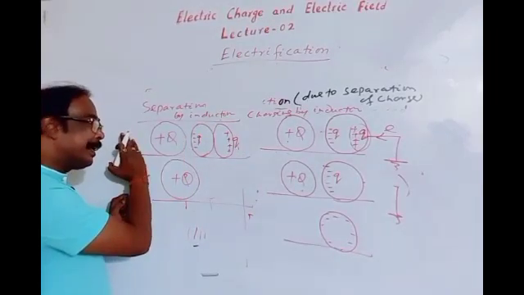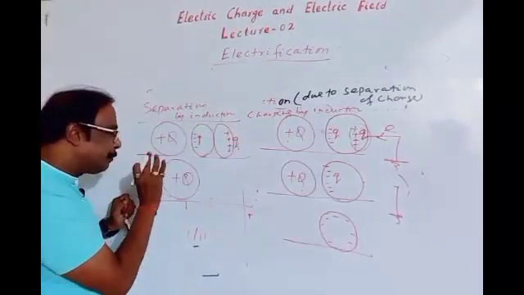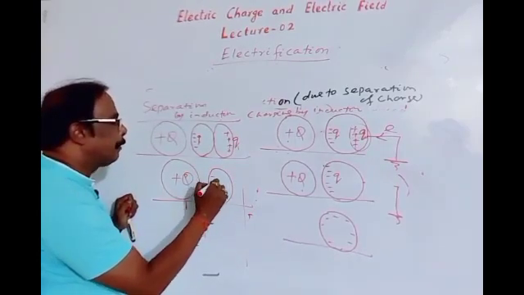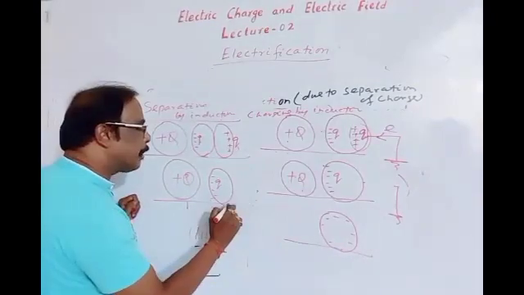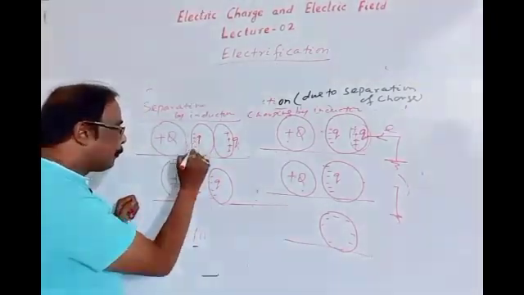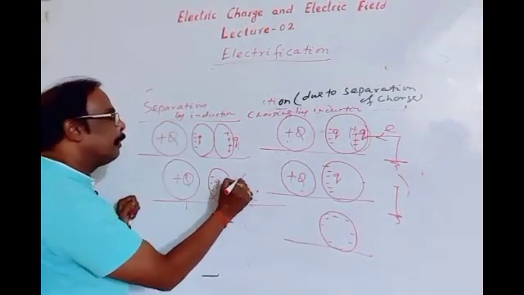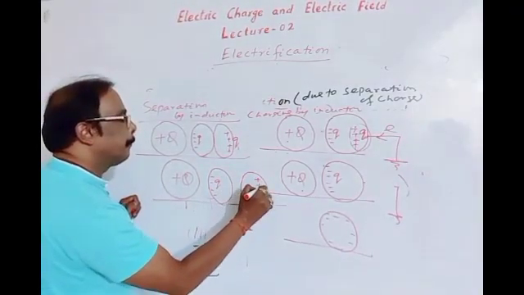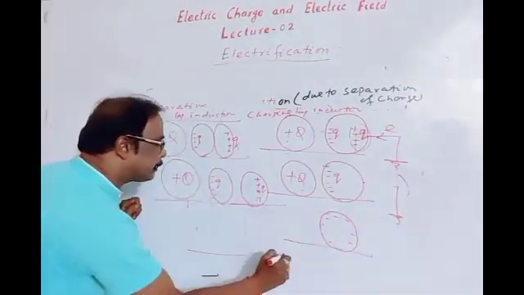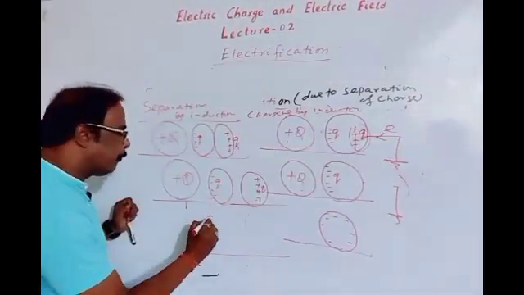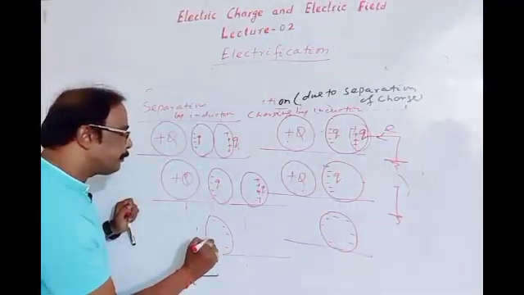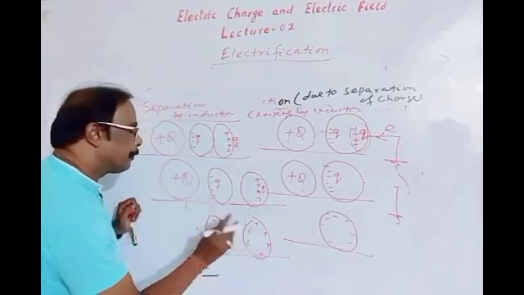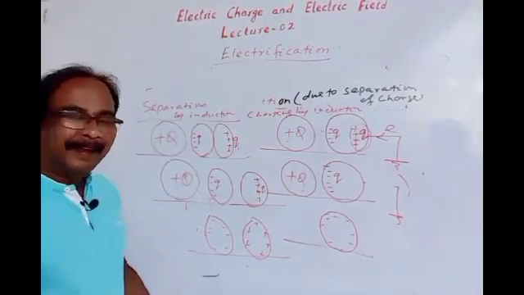Because if this body is taken out, again these two charges will combine. In the presence of the inducing charge body, these two bodies are separated. So long as the inducing charge body is kept here, opposite charges are bound to stay at the near end. Now, the inducing charge body is taken out. Now, this negative charge will be distributed on this body and positive charge will be distributed on this body. This is separation by induction.